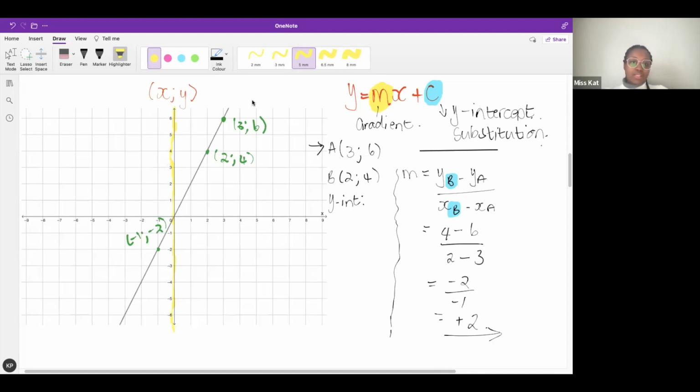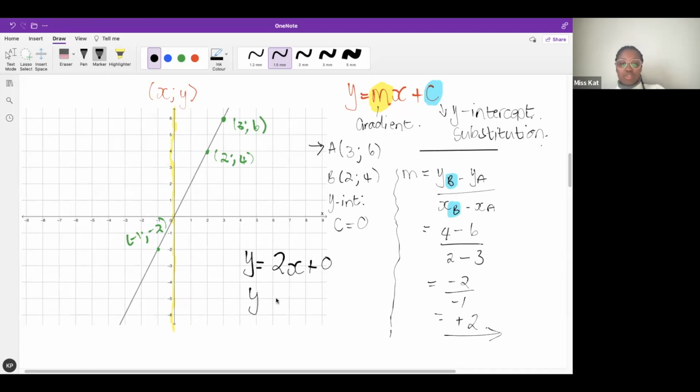So if my y-intercept is 0, that means C is 0, isn't it? That means C is 0. Now we substitute. Therefore, my equation is y is equal to, instead of m, I'm going to put the gradient that we found. So I'm going to say y equals 2x plus 0, which you don't have to write. So that means y equals 2x.